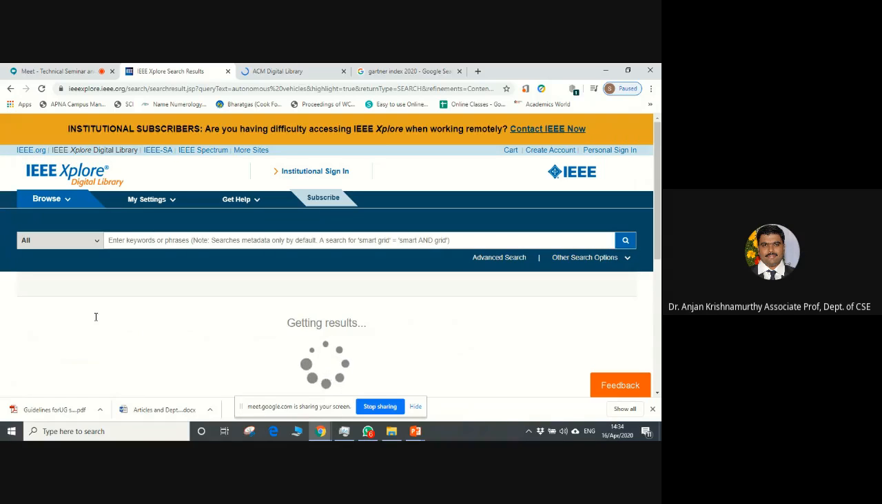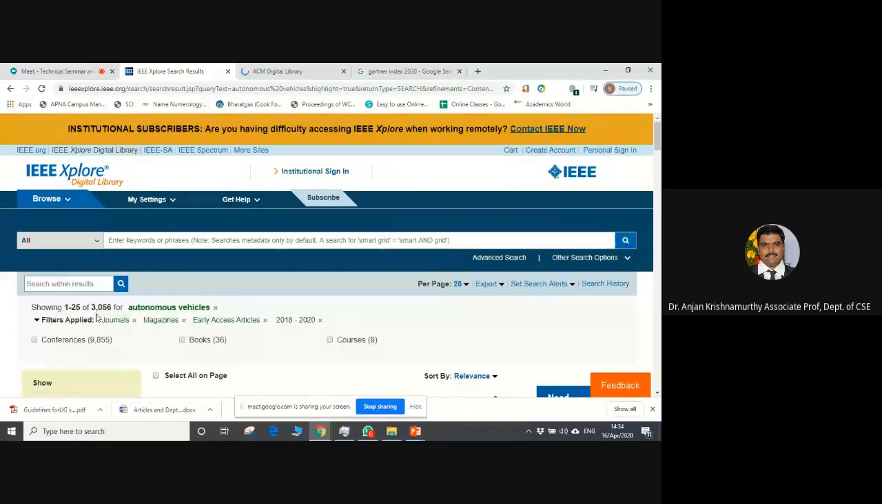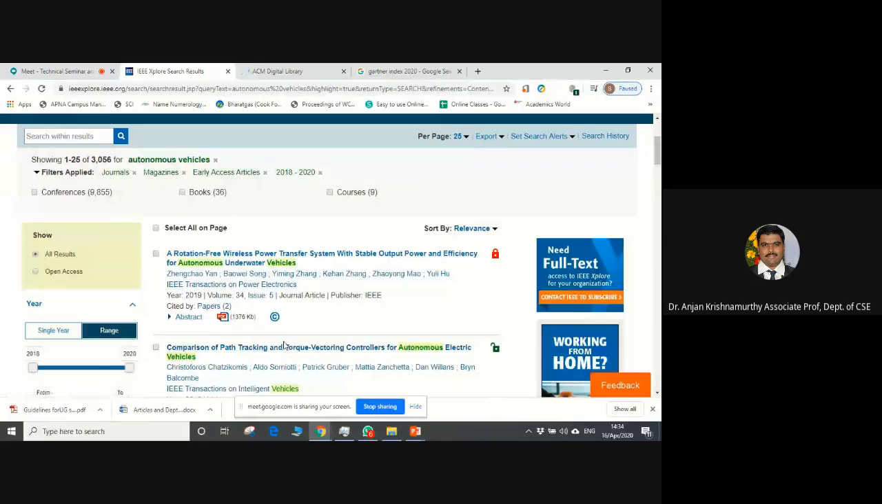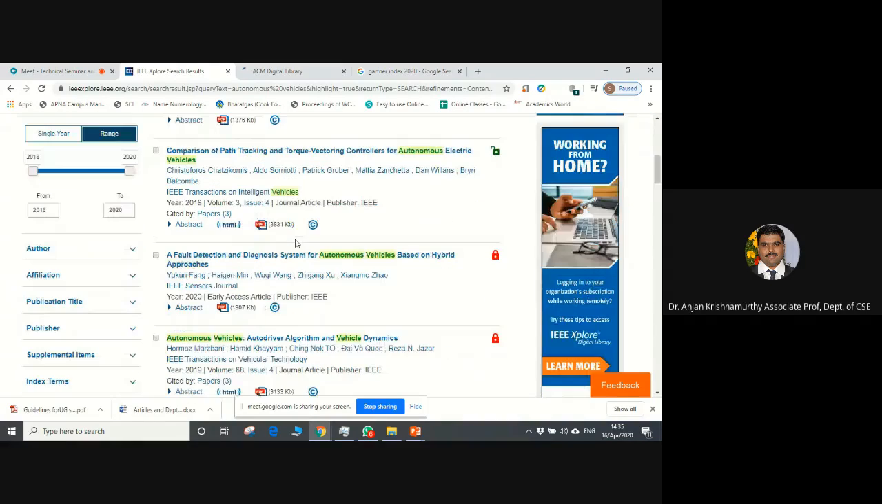So these are certain search settings that you're supposed to do before you start with your article searching. Right now, whatever papers you are able to see after the search are the latest papers, which are in this particular year range, under the journal, magazine or early access article category. Now you can see that there are so many algorithms.